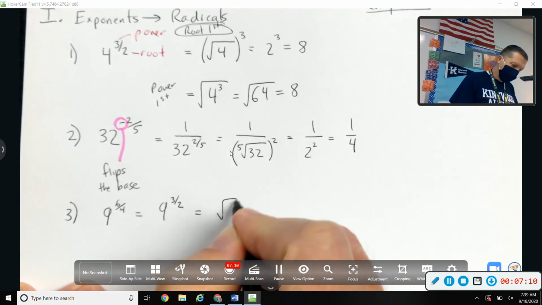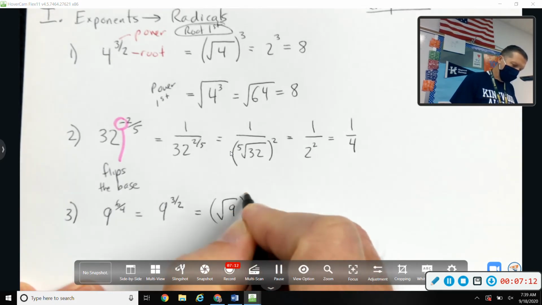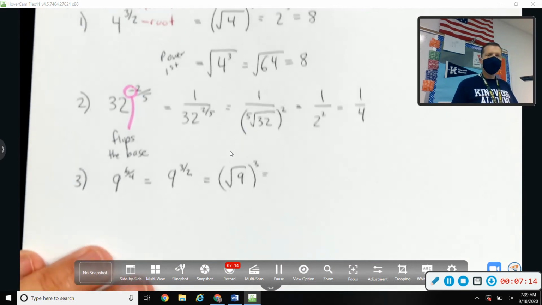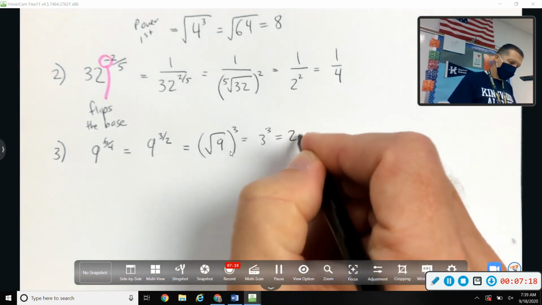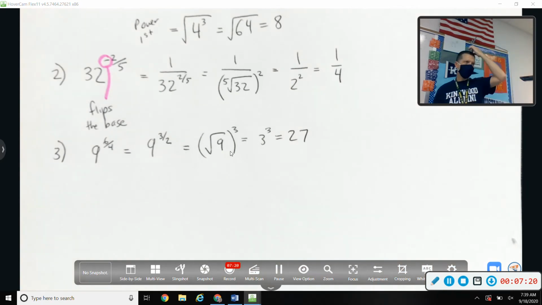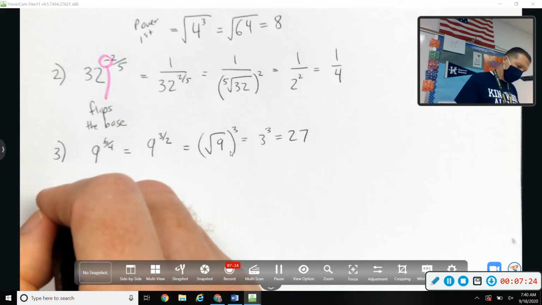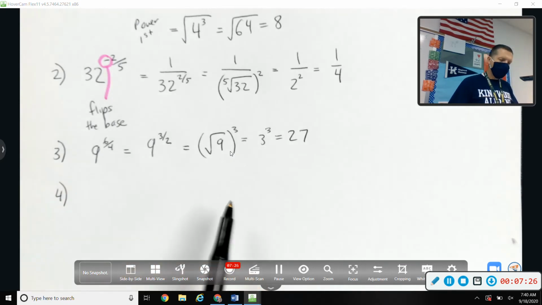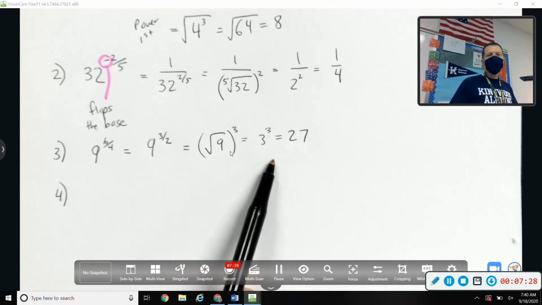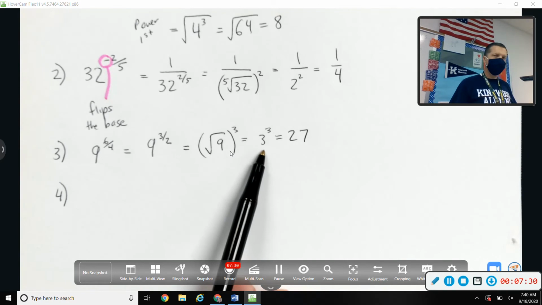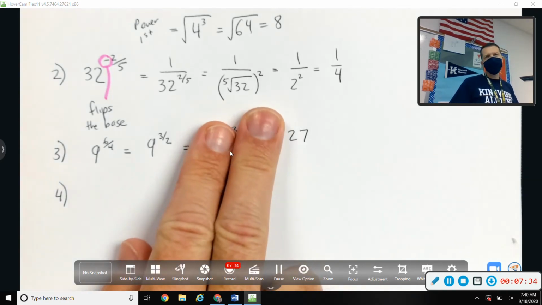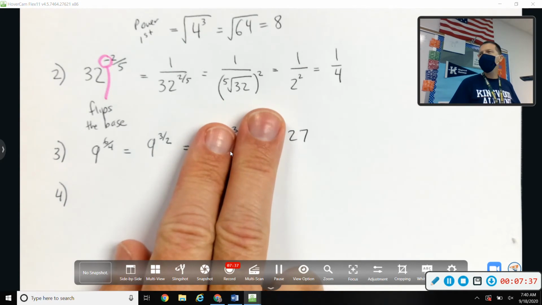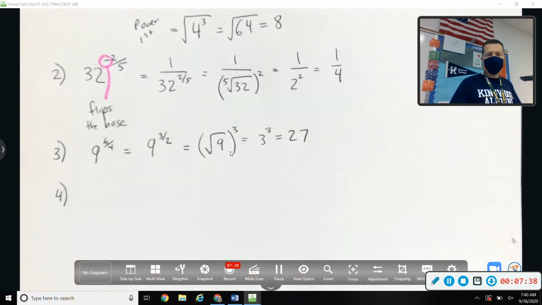So that would be the square root of 9 cubed. So 3 cubed is 27. Some of you are going to get to the point where you don't show these intermediate steps. You're going to do those in your head and just look at that and say, well, the square root of 9 is 3, 3 cubed is 27, and write it down. And that's fine.